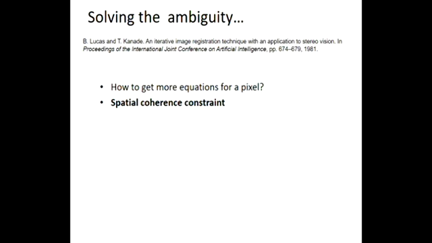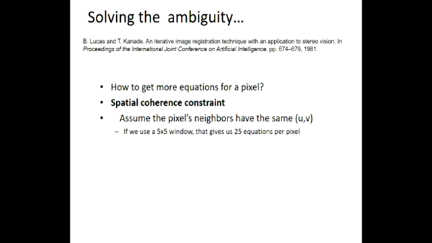So if we can say that the pixel's neighbors also have the same displacement, then that gives us one constraint per pixel, and we still only have two displacements. So for example, if we use a 5 by 5 window, so if we say that a 5 by 5 patch around the pixel all moves with the same displacement, then that gives us 25 equations per pixel. So now our system is overdetermined, which we like. So we can do a least squares solution.